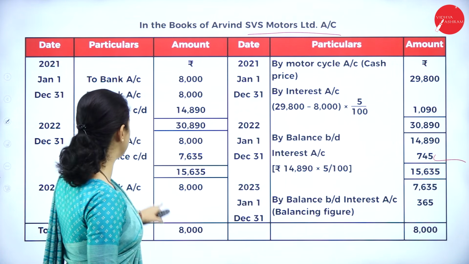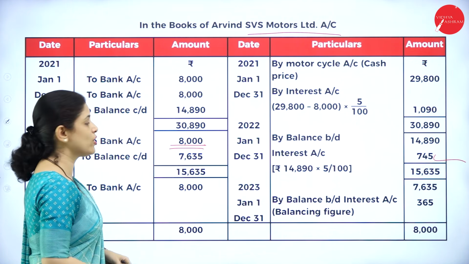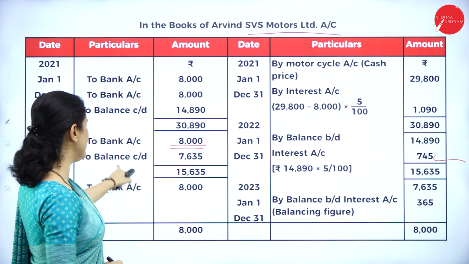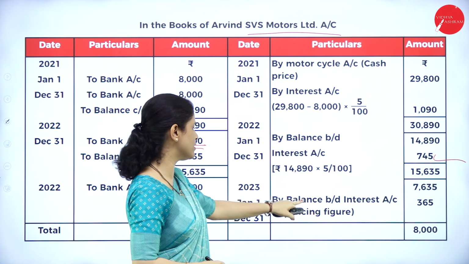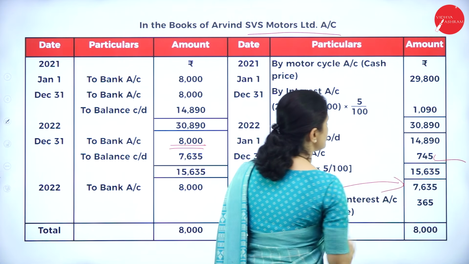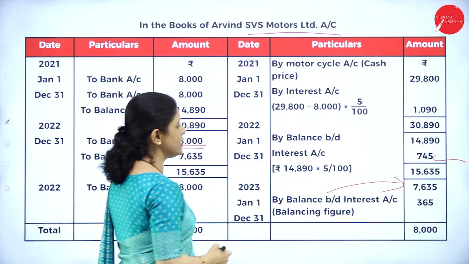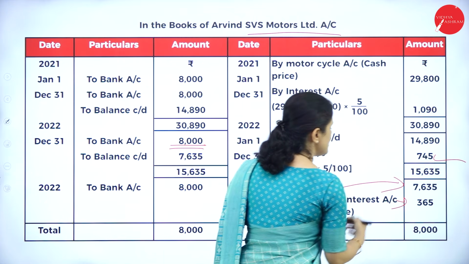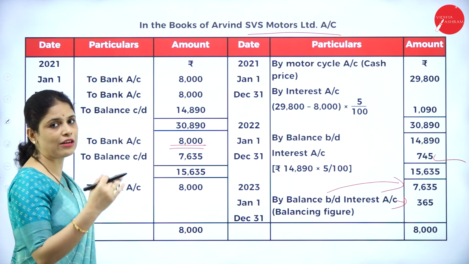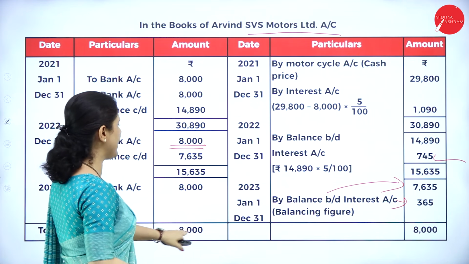Again, we have to write here the installment amount, because every year we have to pay the installment. After that, we have to bring down the balance. Balance is here 7,635, and next is interest. Interest will be 365. We already calculated it in the table and we are going to write it here. So total should be 8,000.